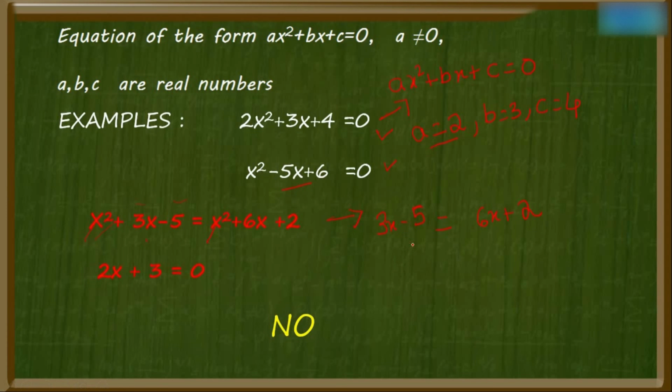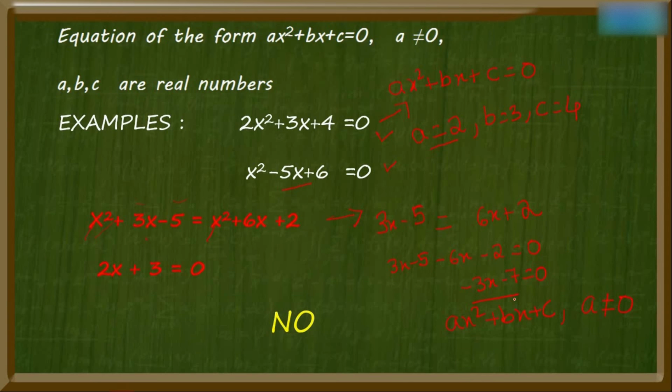So I can write 3x minus 5 minus 6x minus 2 is equal to 0, that is, minus 3x minus 7 is equal to 0. This is not in the form of ax square plus bx plus c. For an equation to be a quadratic equation, it should be in the form of ax square plus bx plus c, and a shouldn't be equal to 0. There is no x square term. I can say that this is not a quadratic equation.